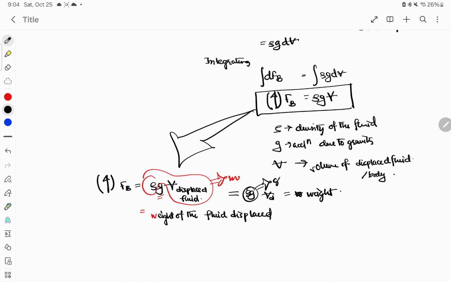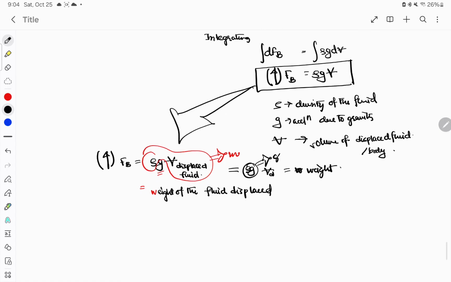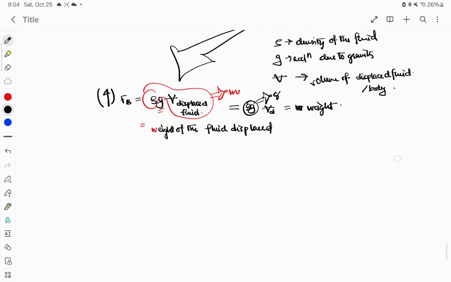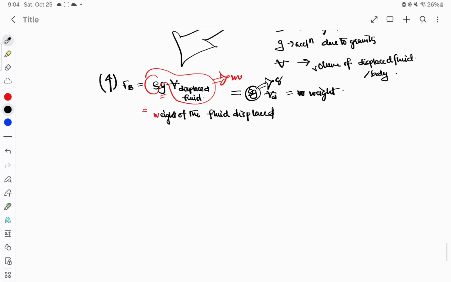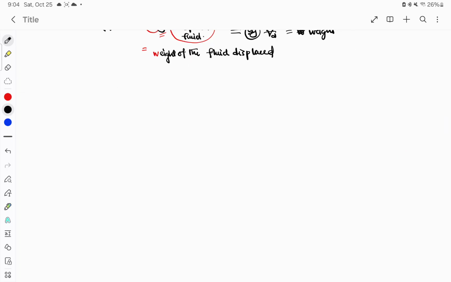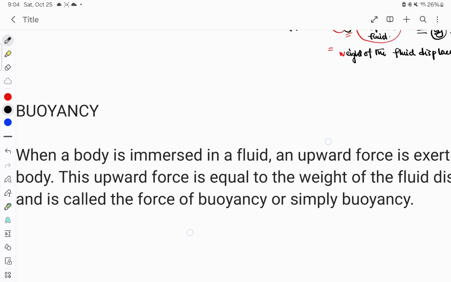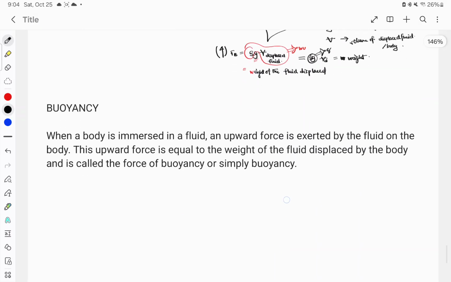The main thing you have to remember is that it has nothing to do with the density of the body, but it has everything to do with the density of the fluid. However, the volume of the displaced fluid will be of importance. Now we can come to the definition of buoyancy. So what is buoyancy? When a body is immersed in a fluid, so I would say not a fluid, in a static fluid. Okay, maybe no, in a running fluid also it is there.